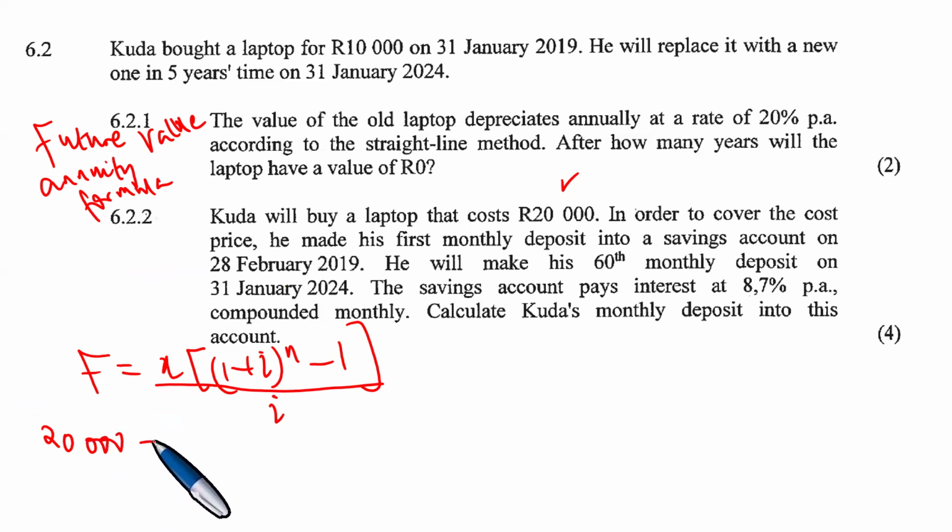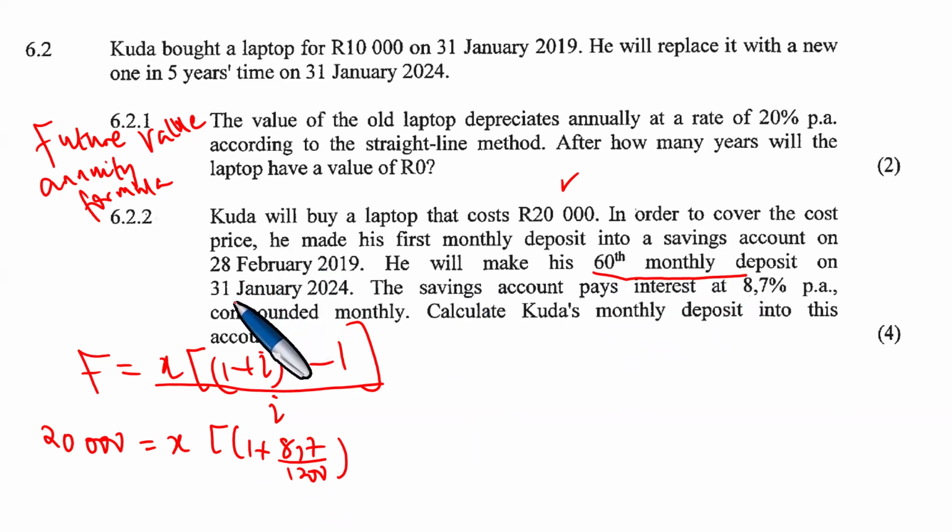$20,000, X, 8,7, 1,200. Okay, now remember that you will make his 60th monthly deposit on the 31st of January 2024. So there's going to be a 60th. So there's going to be 60 deposits, yeah? Minus 1, and you divide by the interest rate.